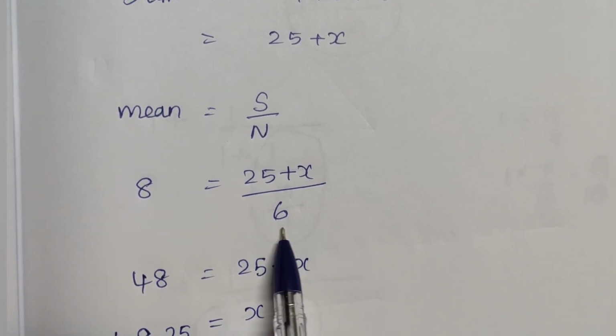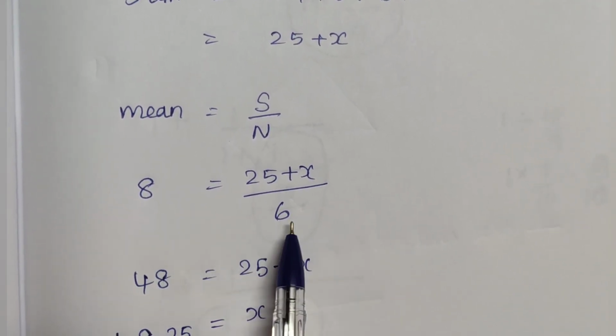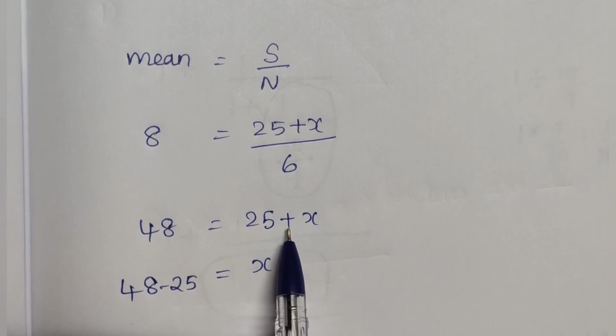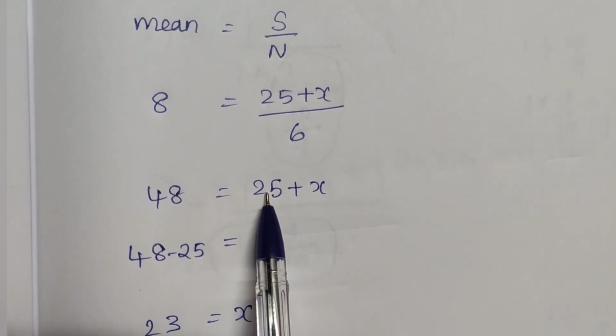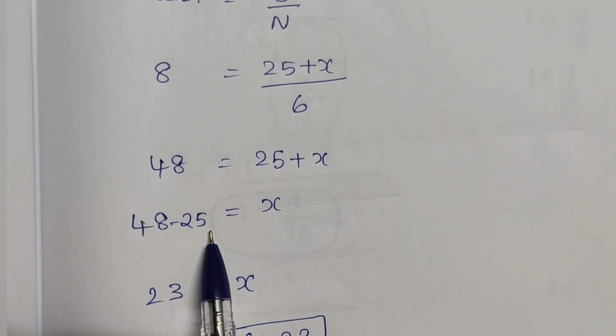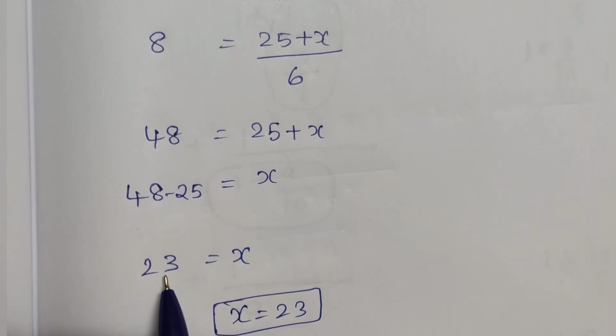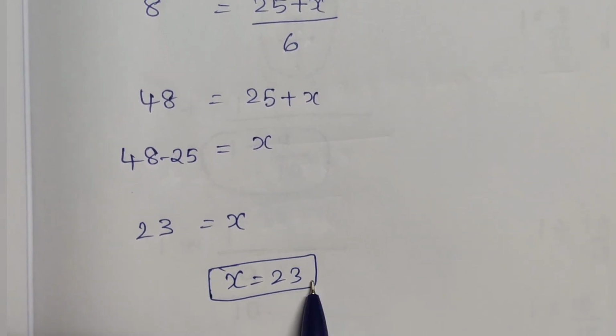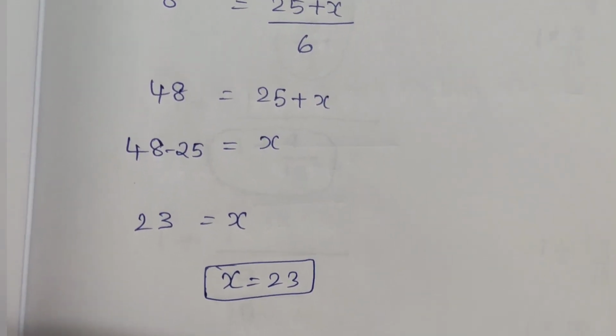6 when transposed to this side becomes multiplication. 8 6s are 48 is equal to 25 plus x. And 25 when transposed becomes minus. So 48 minus 25 is 23 and the value of x is 23.